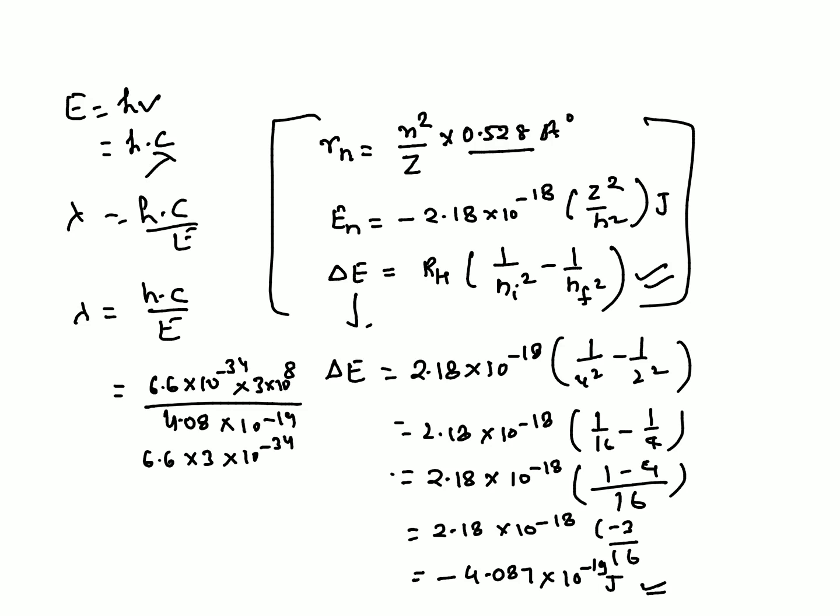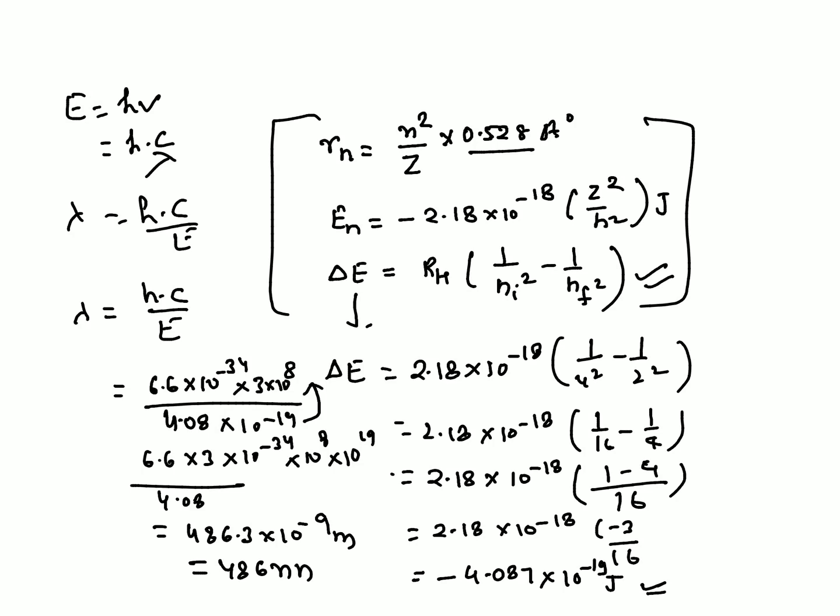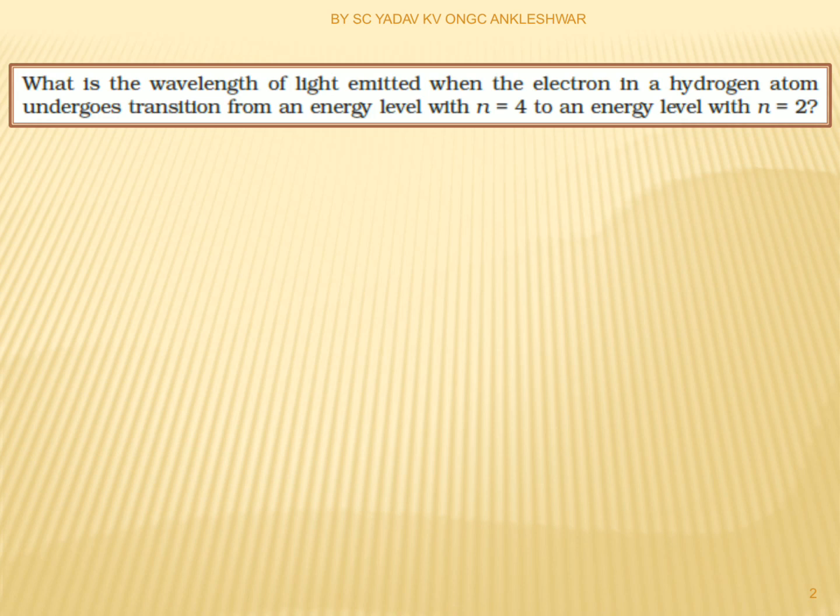6.6 into 3 into 10 to the power minus 34 into 10 to the power 8, and then it should be written here 10 to the power 19, divided by 4.08. After final calculation, we get the value 486.3 into 10 to the power minus 9 meter, or it is equal to 486 nanometer, because 1 nanometer is equal to 10 to the power minus 9 meter. Okay, students, got it? So in this way you have to solve the numerical. So this was the first numerical. I have solved it.